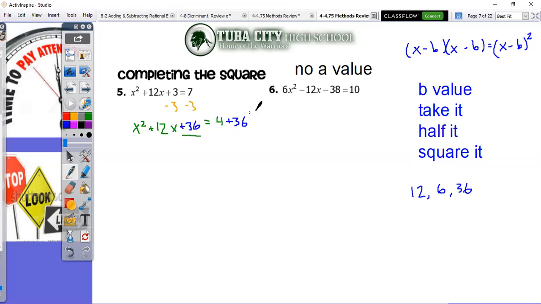Now, if you're converting to vertex form, you're going to have to do the same thing, but you're going to have to kind of minus the same side. But in this case, we are not converting to vertex. We are trying to solve by completing the square.